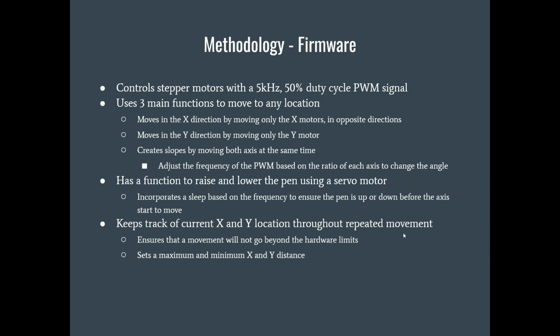I also created a function to raise and lower the pen using our servo motor, and this incorporates a short sleep at the end of the raise and the lower segments to make sure that the pen is fully up or down before either axes start to move, and this is to ensure that we have continuous line segments with no gaps in there. Like I talked about earlier, I also keep track of the current location of the pen throughout the entire running of the robot. And this is to ensure that we will not exceed our hardware limits and we will not exceed any limitations that our robot may have.